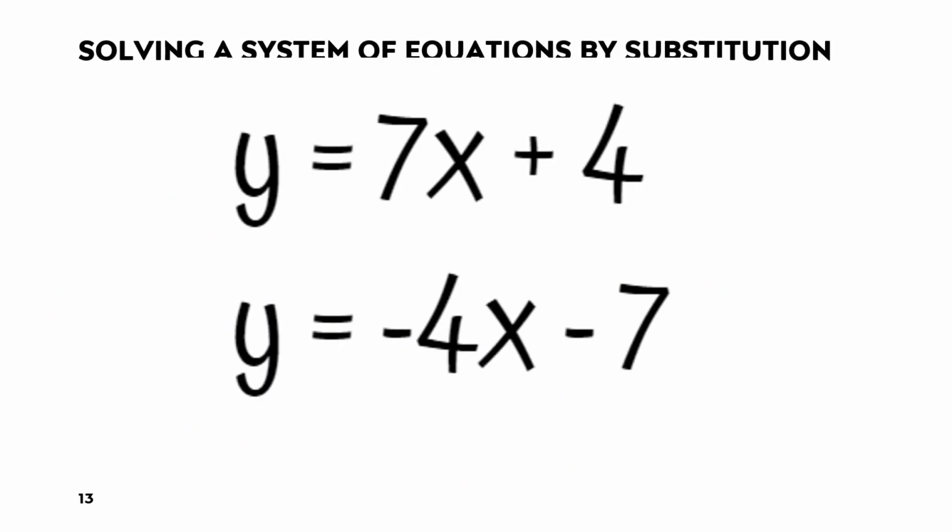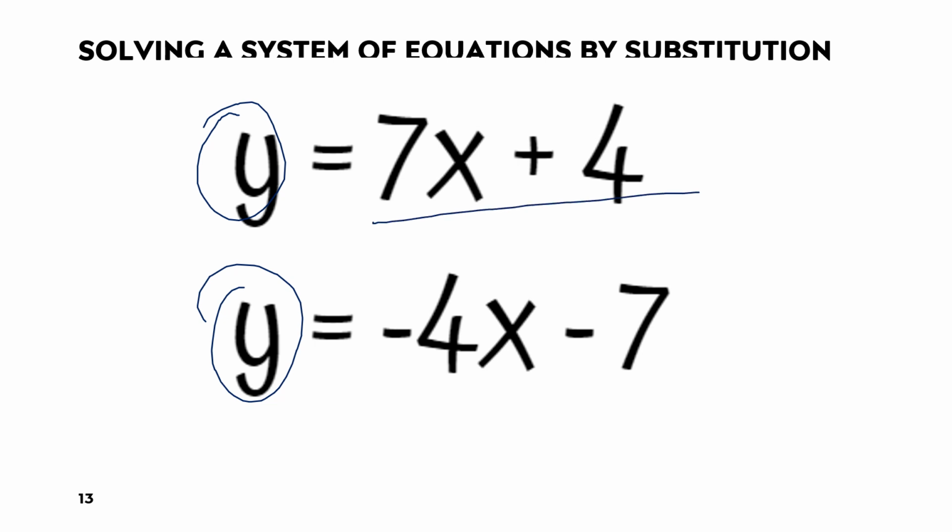So now we've got this system of equations. We know y is equal to 2 different things. Well, we know y is equal to 7 times x plus 4. And we know that value is the same thing as negative 4x minus 7. One thing that confuses people when they first start learning this is they're like, well, what do I set to be equal to itself or equal to what?